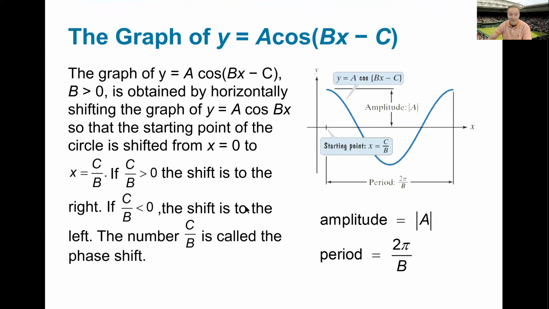Now, what if I have a phase shift? No problem. Any phase shift is whenever you're adding or subtracting inside the angle of the trig function, and it's the opposite of what the sign says. If you see a minus, it's being shifted to the right. If you see a plus, it's being shifted to the left. And it's always that horizontal shift divided by the coefficient of x. If it's bx minus c, that's a shift to the right, c over b units.